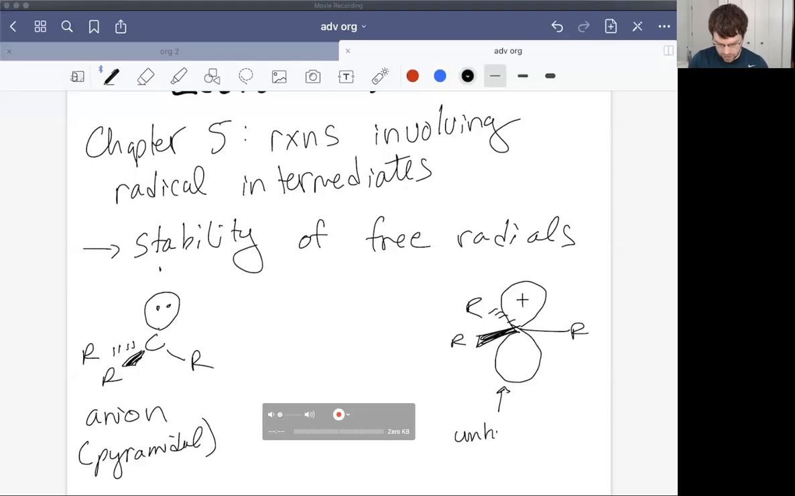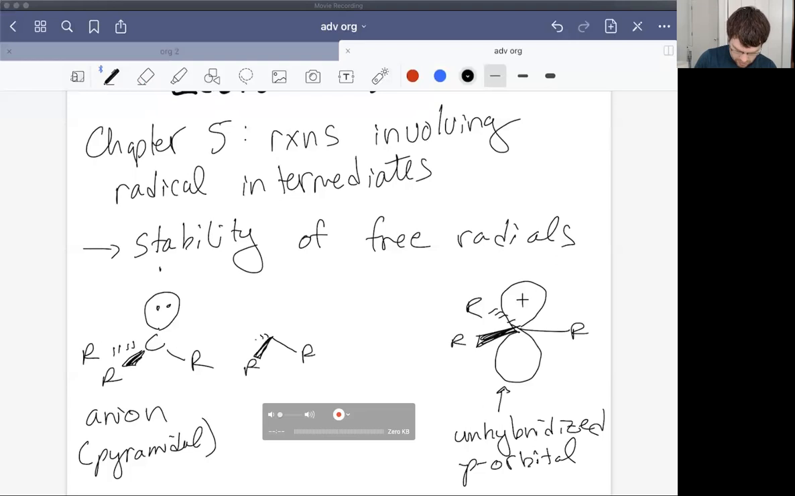Now somewhere in between these two geometries, there exists the radical. Now I like to consider two forms of the radical, at least as I'm thinking about this. I like to consider one form where the radical is sort of up, and that's rapidly interconverting between one where the radical is in an orbital pointing downwards. The truth is probably somewhere in between these two.